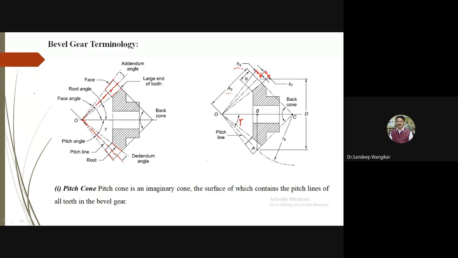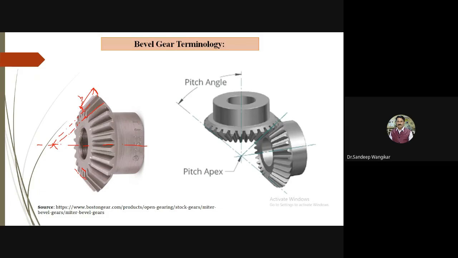Okay. Now, the back cone. So what is the concept of the back cone? I will give you this concept from this line. So here one angle is there. If the lines are extended, take any one tooth from this back side, and if the angle is extended like this, whatever imaginary cone is formed is called the back cone. This is very important. Whatever your pitch line is, the angle between this pitch line and the back cone is a right angle.